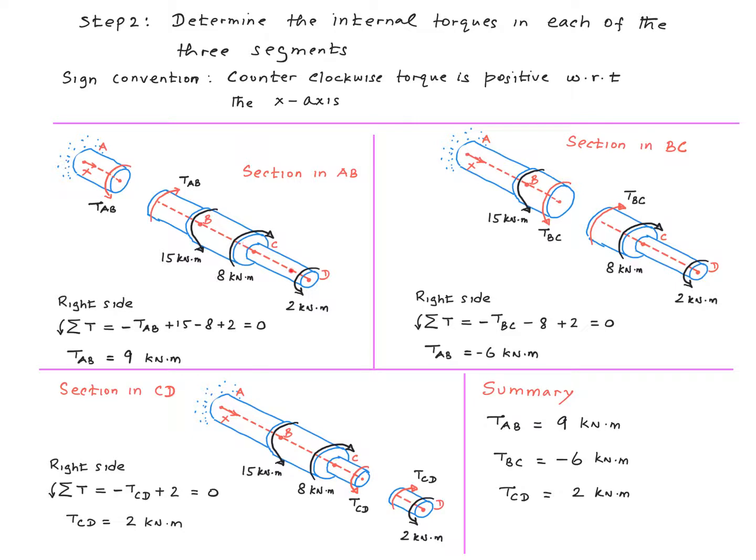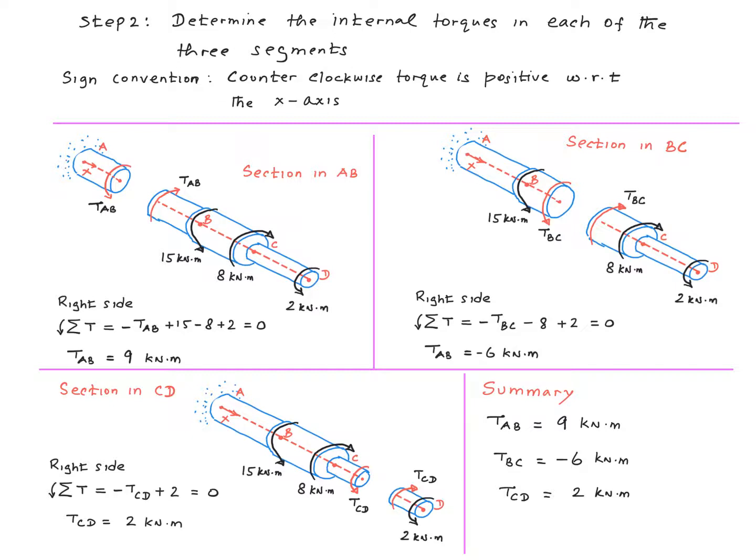So it's convenient to analyze this right side, because if I were to analyze the left side, first I need to find the support reaction, which you can do, but this is a little easier to analyze. So here is my equilibrium equation for the torque. I'm summing up the torque in the counterclockwise direction. TAB goes in the clockwise direction, so that goes in as a negative term.